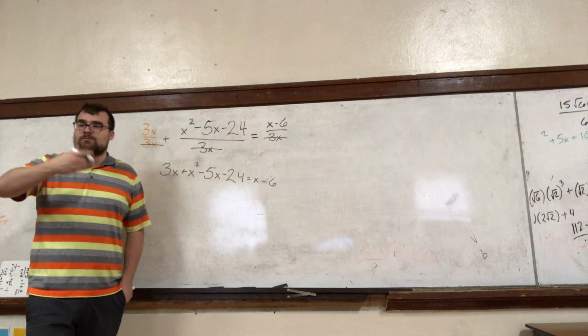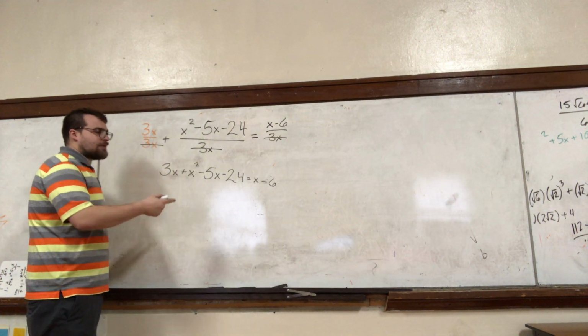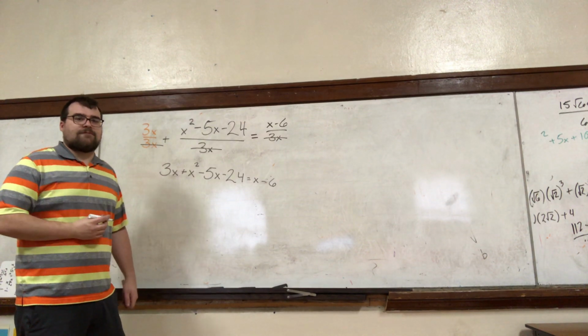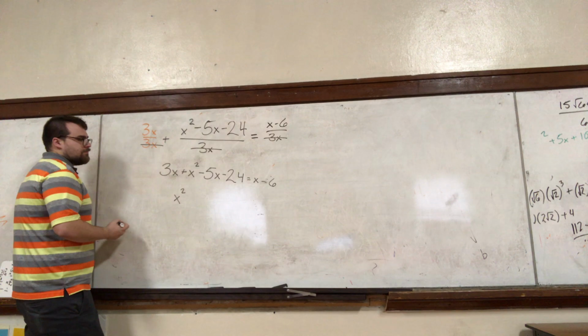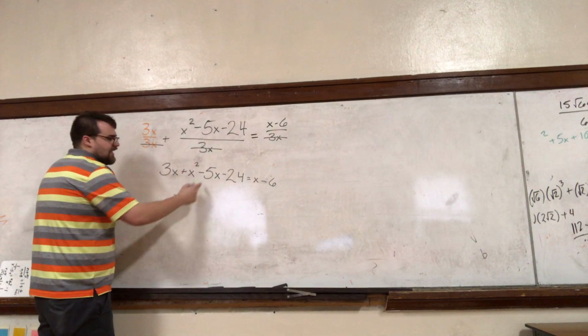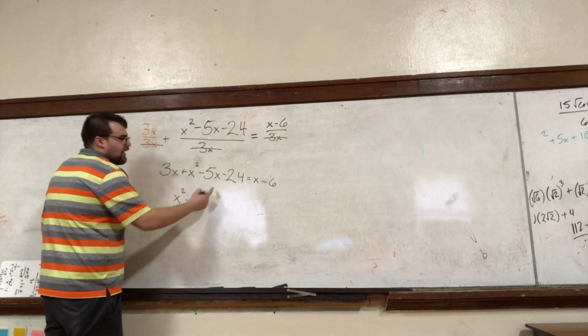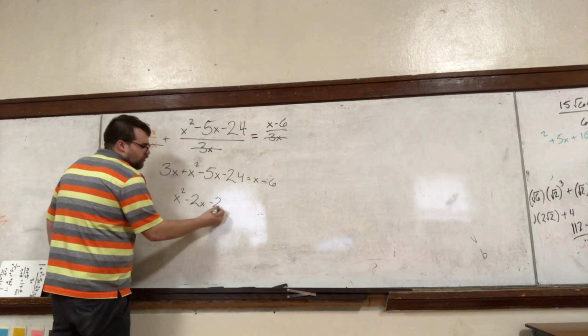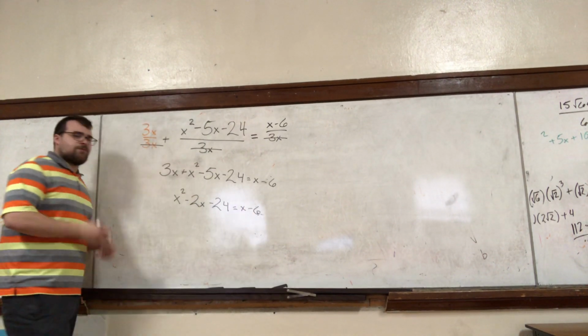At this point, we can what? Combine like terms. So in terms of x squareds, how many x squareds do we have? Just 1, x squared. What else? And then you can add the 3x to the negative 5x and get negative 2x, and then minus 24, right? That equals x minus 6. What do you think we should do?